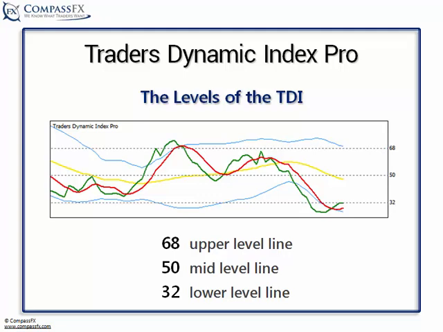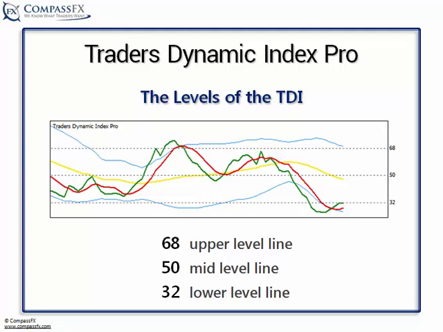The 50 line, this is the line that represents the difference between positive sentiment and negative sentiment. When the Traders Dynamic Index Pro green line and red line and the yellow line are above 50, we have positive sentiment. Buyers are buying. Whenever the TDI green line, red line, and yellow line are below the 50 line, we're in negative sentiment. This is generally where sellers are selling. And then there's the 32 lower level line.